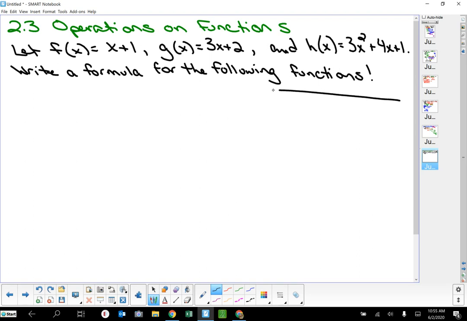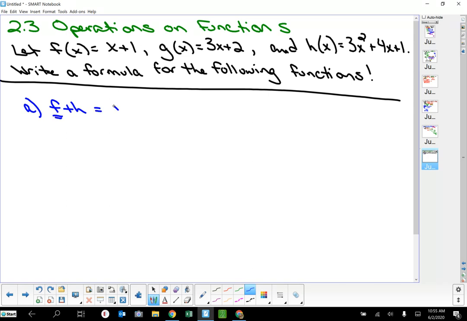Okay? And don't take the word formula too seriously. Here is what you're being asked to do. F plus h. Just quite literally take function f, which is x plus 1. Anytime you have functions that have multiple terms, put parentheses around those terms. It will really help you when you have the subtraction problems. In the addition problems, it's kind of redundant. You don't really need it, but it will help you a lot if you do those for your subtractions.